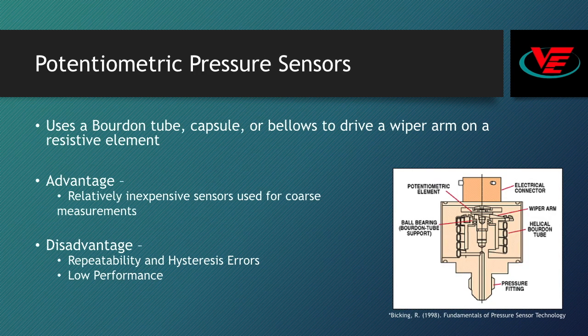First up is the potentiometric pressure sensor. These work using a Bourdon tube, capsule, or bellows to drive a wiper on a resistive element. The advantage of this technology is that it's an inexpensive sensor to use when you don't need your measurements to be accurate. As you can imagine, the disadvantage is that the measurements are very inaccurate and mostly only viable for coarse measurements, like the oil pressure gauge on your dashboard.